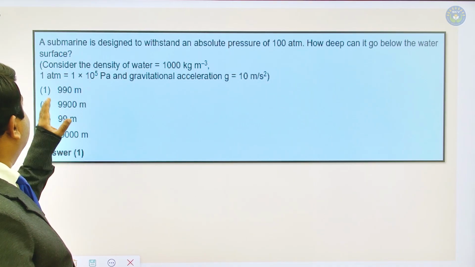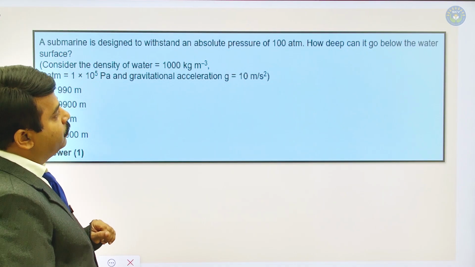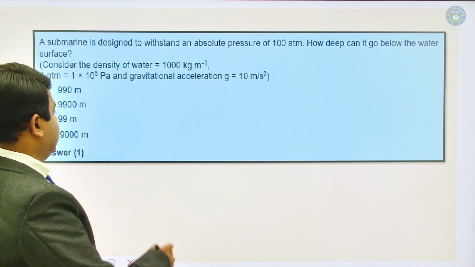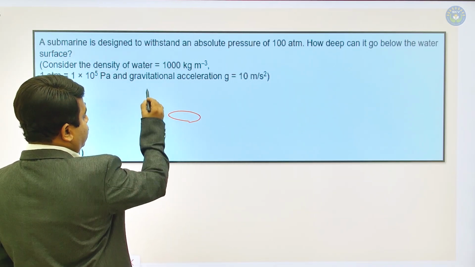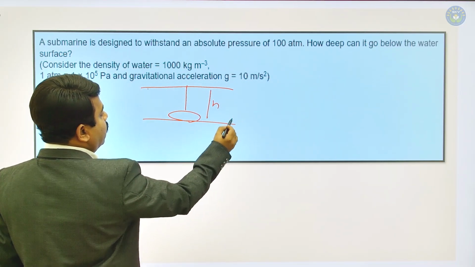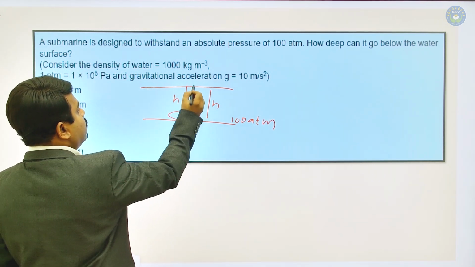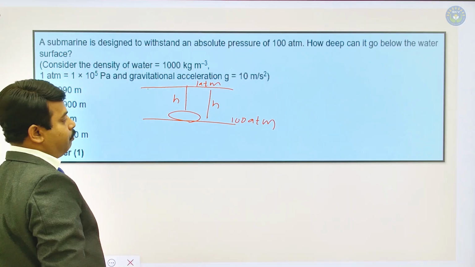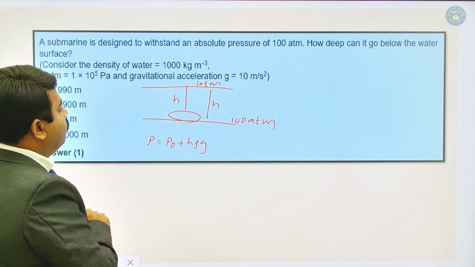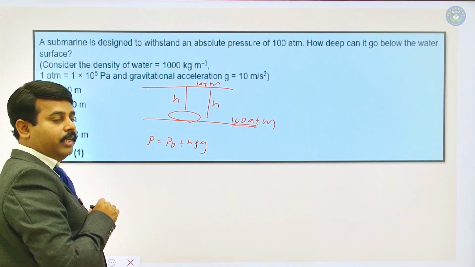Question number 44. A submarine is designed to withstand an absolute pressure of 100 atm. How deep can it go below the water surface? See, one submarine, right? This is the water surface. This is a submarine at a depth. So here, what is the pressure? 100 atm. The corresponding height, say h, and on the surface is atmospheric pressure. And what is P? P is equal to P0 plus h rho g. Then this submarine withstands this pressure only. That means it can go this height down only, right?